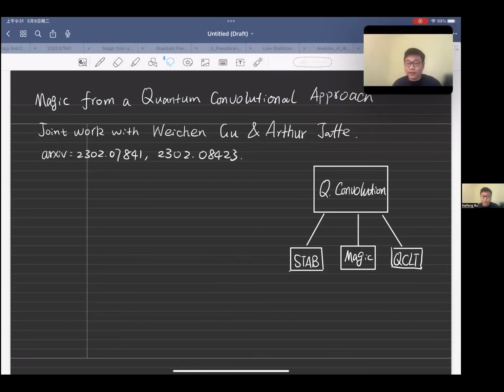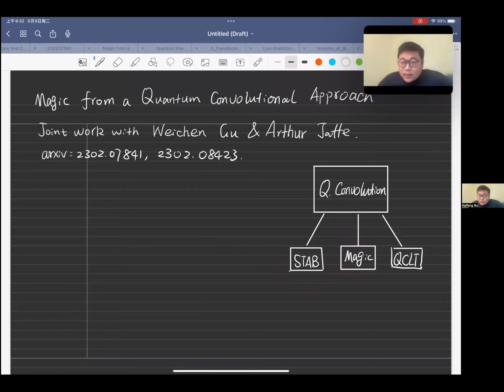So today I'm very glad to introduce our recent work on magic from a quantum convolutional approach. This talk is based on joint work with Weichen Gu from New Hampshire and also Arthur. Here are the two references. We posted it on arXiv 2 months ago. In today's talk, I will introduce a new quantum convolution on n-qudit systems to study stabilizer states and magic states, and also use this new convolution to establish a quantum central limit theorem.